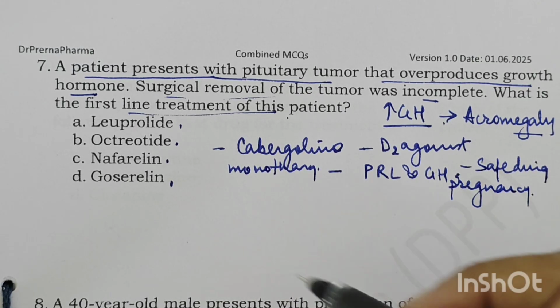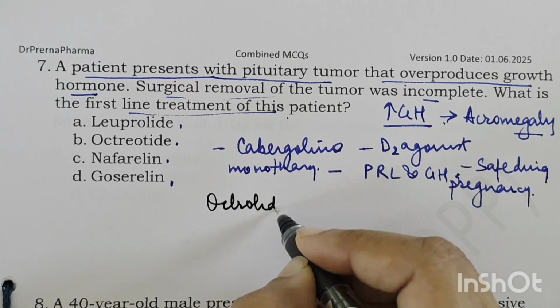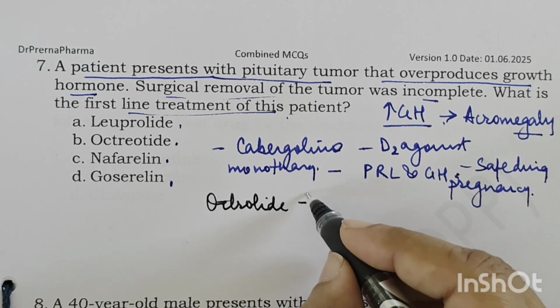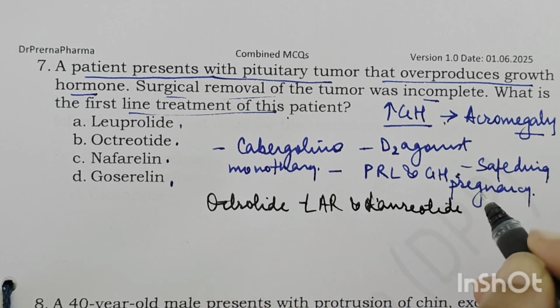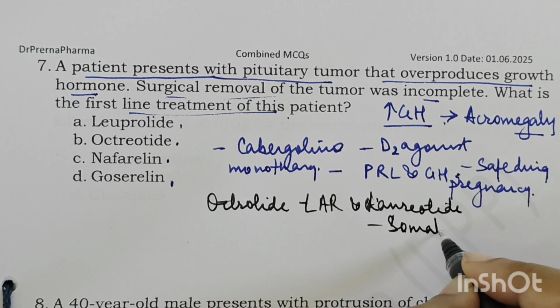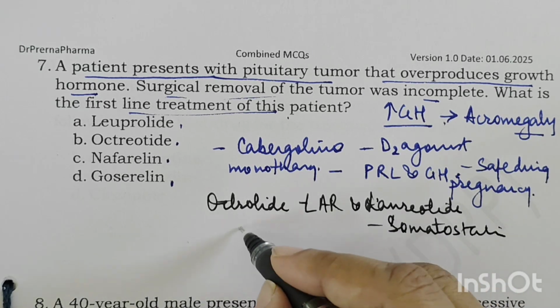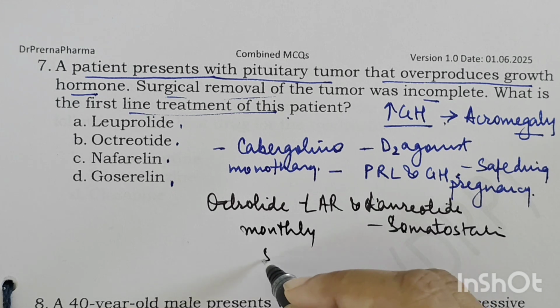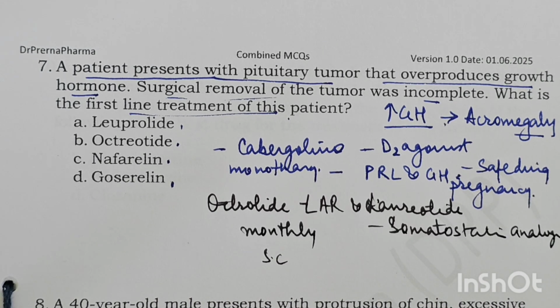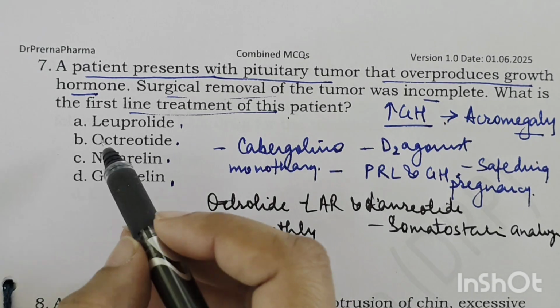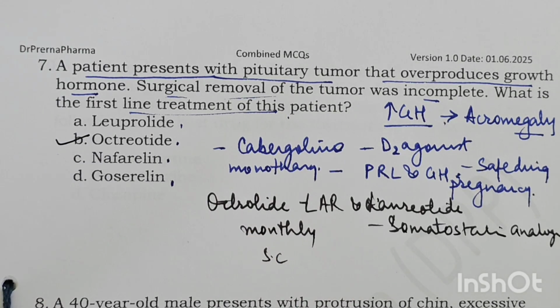Now another drug is octreotide. Octreotide is another drug, and there are octreotide LAR, octreotide plain, and lanreotide. These are long-acting somatostatin analogs, and these drugs are given by monthly subcutaneous injection. They are somatostatin analogs, and they are given as monthly subcutaneous injection. So these are the two drugs. Out of all the options that we have, we will take octreotide.